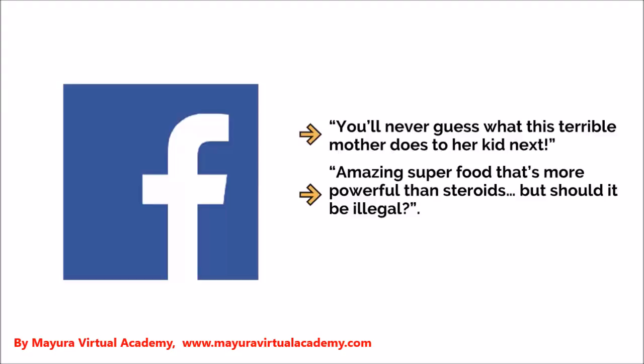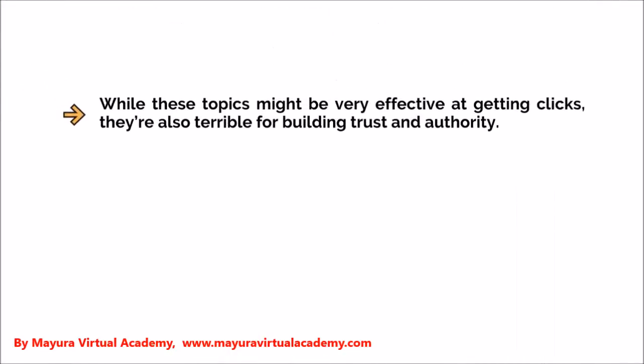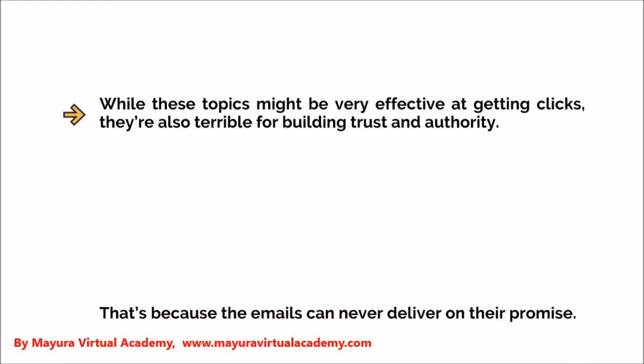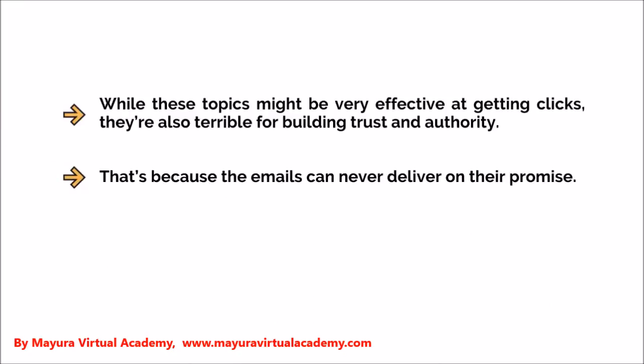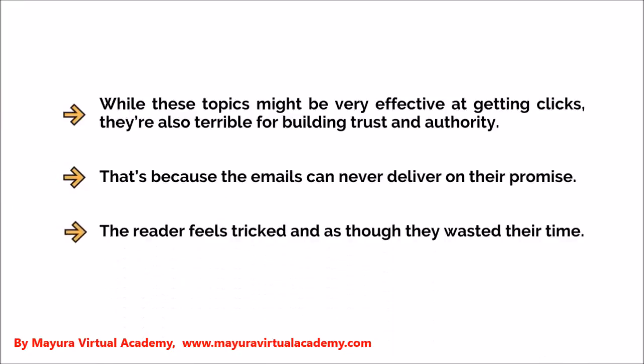These articles get us to click because they use titles that stand out and make us highly curious. If we leave the page without clicking on them, we're left wondering what they could possibly have been about. But while these topics might be very effective at getting clicks, they're also terrible for building trust and authority. That's because the emails can never deliver on their promise. The result is that the reader feels tricked and as though they've wasted their time.